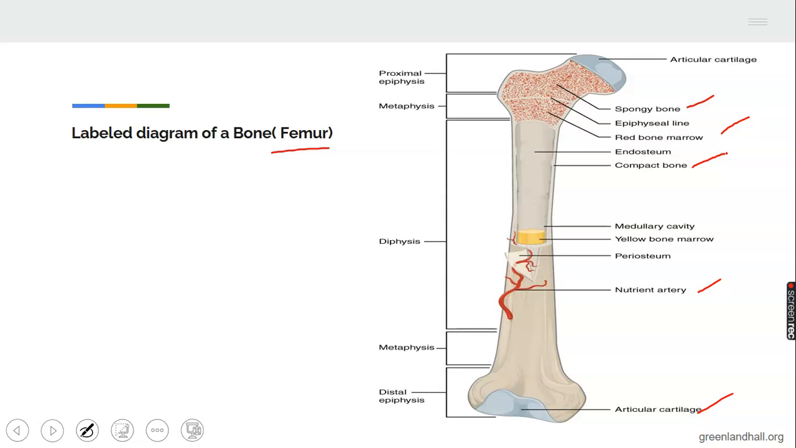And it is divided into 5 parts: proximal epiphysis, metaphysis, diaphysis, and distal epiphysis. So we are advised to look at the diagram of the femur bone, learn how to draw and label it very well to our required dimension.